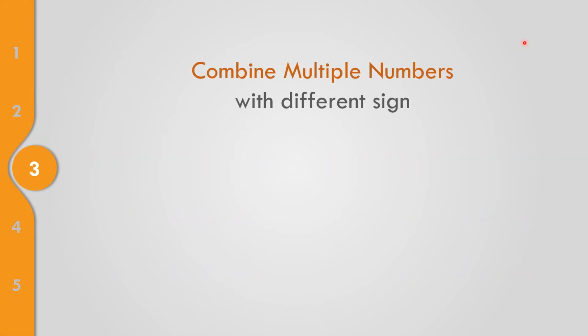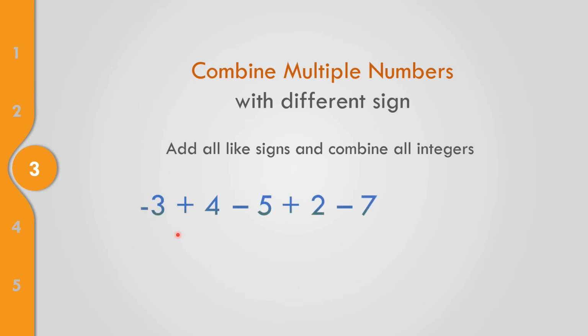So, how to combine multiple numbers with different signs? So, let us add all like signs and combine all integers. In the example, negative 3 plus 4 minus 5 plus 2 minus 7 plus 3 is equal to the blank. What is that blank? So, let us add all negative and add all positive.